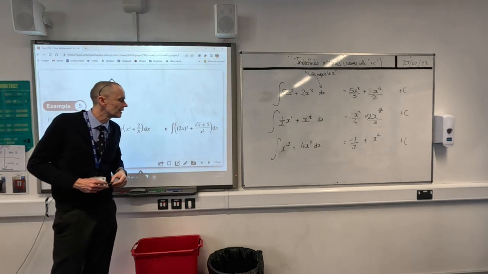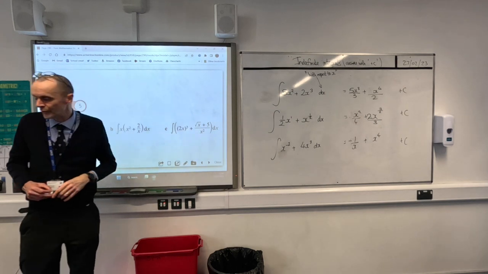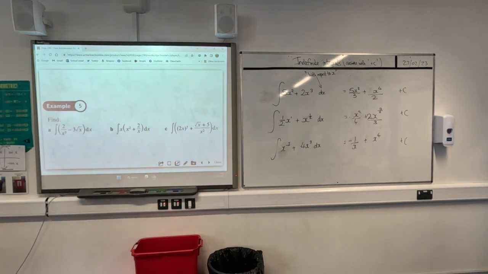And yeah, that third one, I'll leave you to have a think about. There's quite a bit of sorting out to do with the third one before we get to the increase the power by 1 and divide by the new power. So have a go at those 3 examples. They're all going to be indefinite integrals. They're all going to have a plus c in the answer.